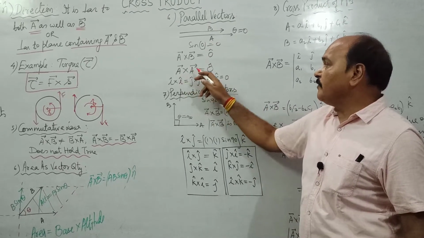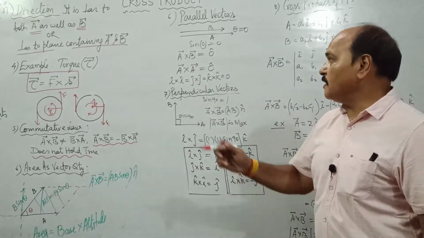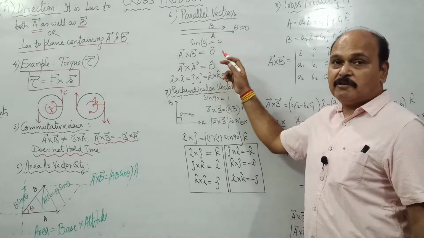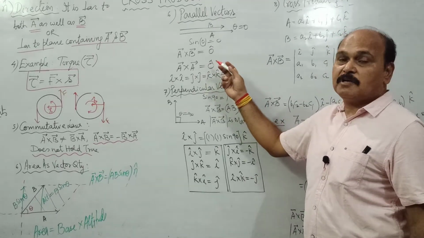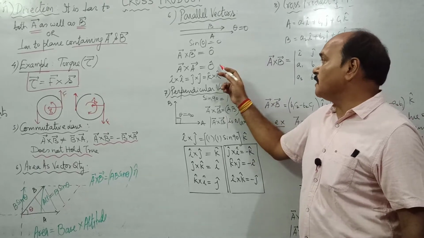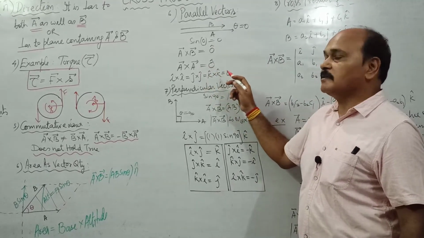If we cross product a vector with itself, every vector is always parallel to itself. So A cross A is going to be length of A into length of A and sine of angle between them, that is 0. And because of sine being 0, everything towards right becomes 0. So A cross A is also a null vector.